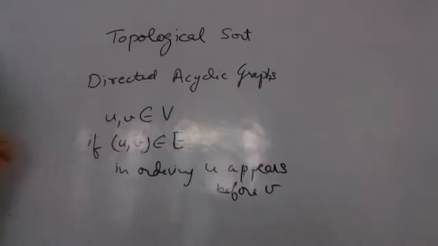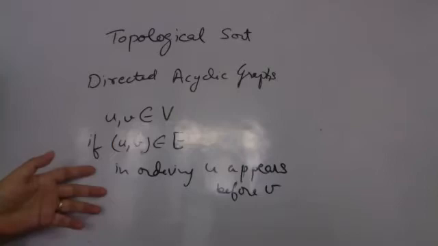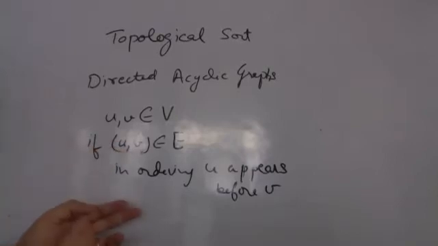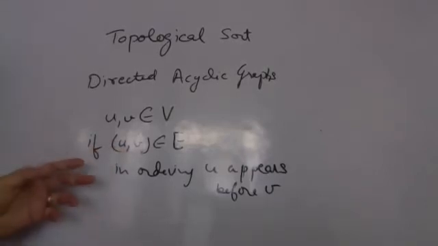And if there is a cycle in the graph, then no such ordering will be possible, because u to v will also be there, and v to u will also be there. In that case, linear ordering would not be possible.